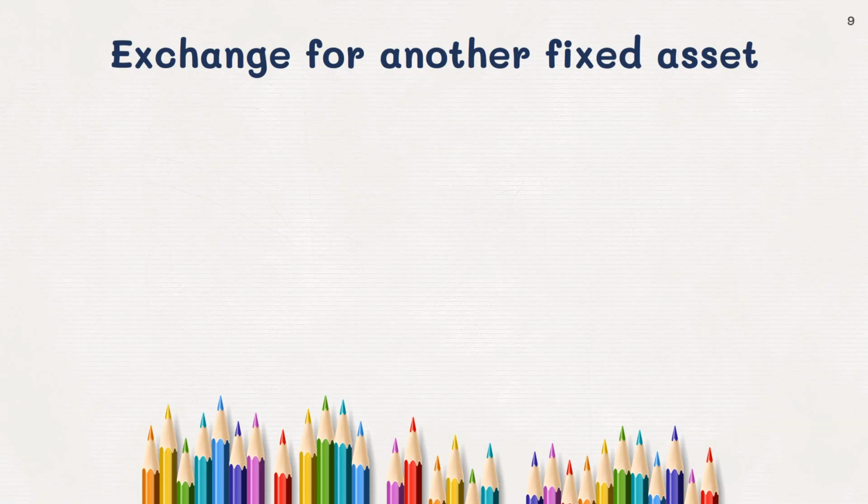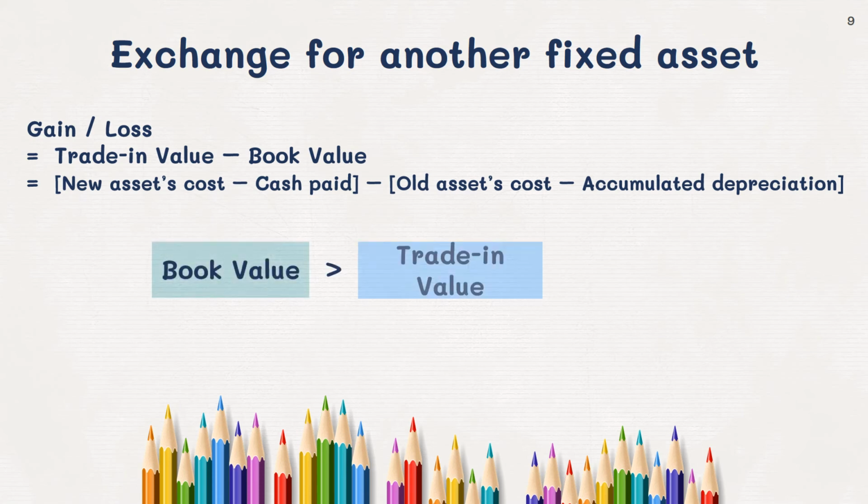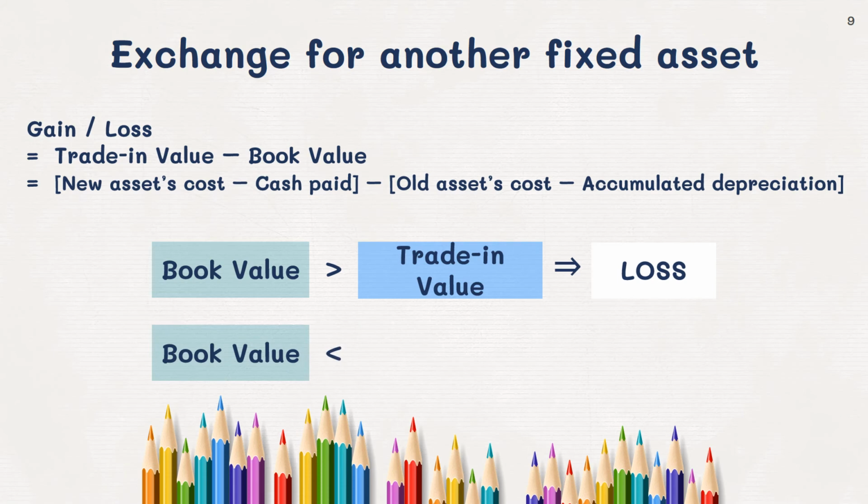In exchange for another fixed asset, a gain or loss from disposal is calculated differently using the formula, trade-in value minus book value. This formula can be expanded as new assets cost minus cash paid and then minus the old assets cost minus accumulated depreciation. When the book value is greater than the trade-in value, we will get a loss. But, when the book value is lesser than the trade-in value, we will get gain.